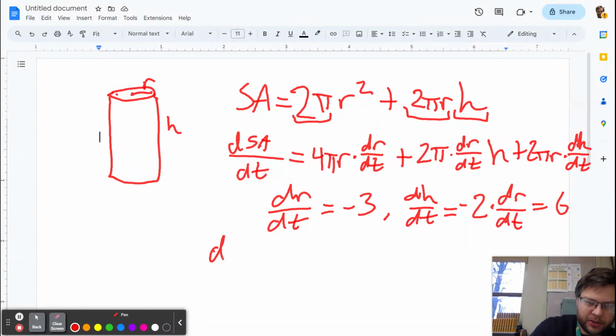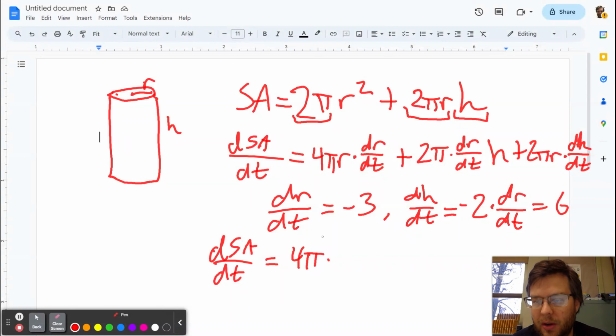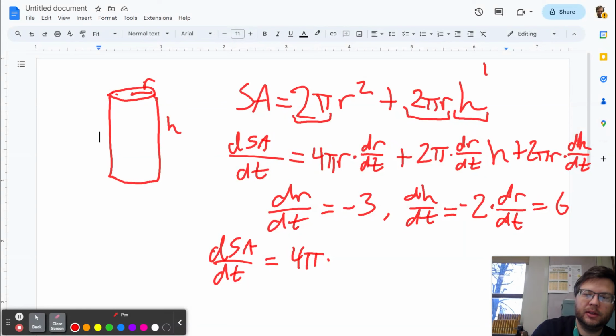So that means that the change in my surface area, at this point, I'm just going to plug it all in and see what pops out. So 4 pi. I need to state what the r and the h values are as well. And the question gave us those values. It said the height was 10 and the radius was 12. Okay, so the height was 10, the radius was 12.